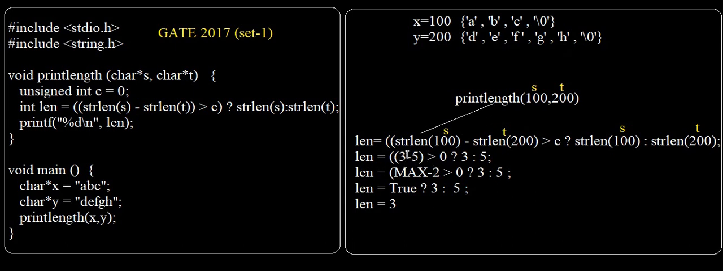But since strlen is a function which returns an unsigned integer, the answer to this evaluation is also an unsigned integer, and -2 in unsigned integer would be equal to maximum minus 2, which is obviously greater than 0. So this statement will become true and 3 will be assigned to len. Now you have to print the value of len in the output, so you will see 3 on the screen.